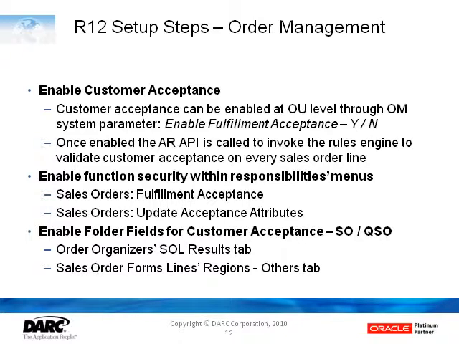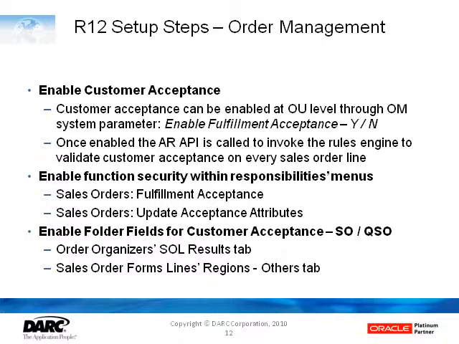The next setup that needs to be completed is pertaining to the responsibility menus. There's two key functions that need to be enabled within your responsibility menus for users to be able to perform explicit acceptance: the sales order fulfillment acceptance function security and the sales order update acceptance attributes function security. Both of those need to be tied to your menus for users to be able to complete that function.